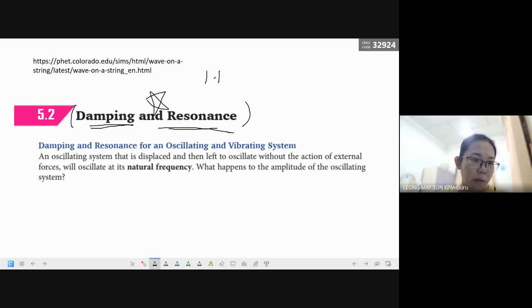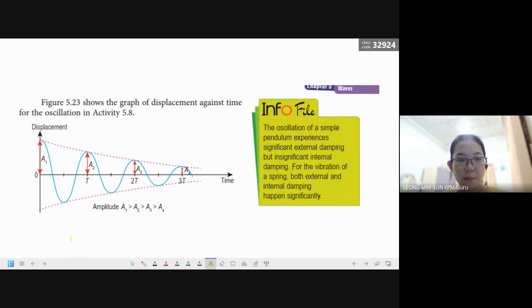All right, so an oscillating system that is displaced and left to oscillate without the action of an external force will vibrate at its natural frequency. Natural frequency, this is a definition, so highlight this definition. When an oscillating system is displaced and left to oscillate without an action of external force, it will oscillate at its natural frequency. That is the first definition.